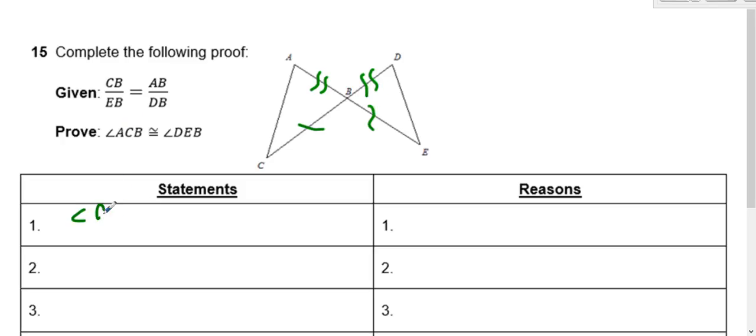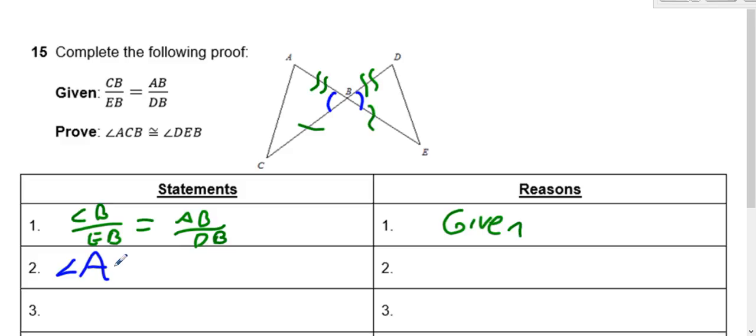So we are told CB to EB equals AB over DB. Always start with a given. Now, much like when we were proving triangles congruent, you can draw information from the picture, like vertical angles. The angles are congruent because they are vertical angles. So that's angle ABC and DBE.